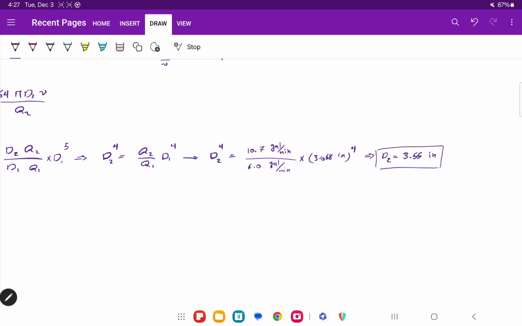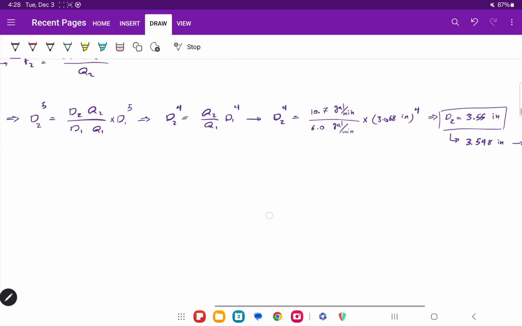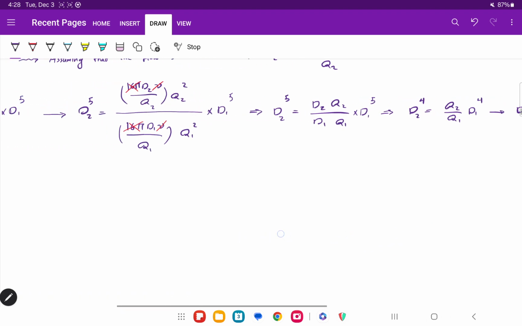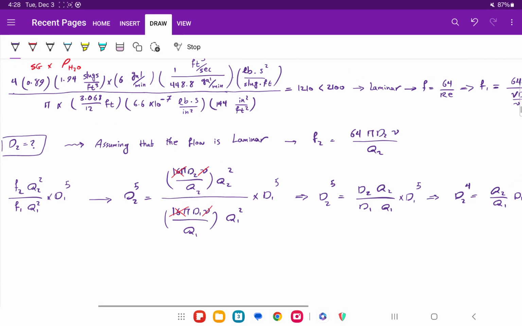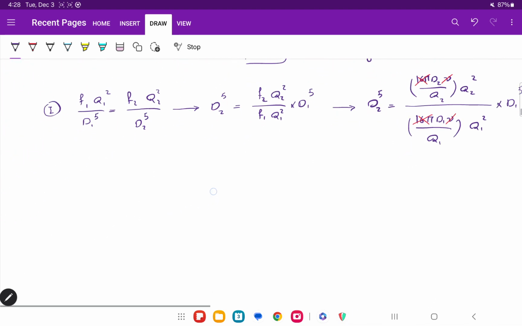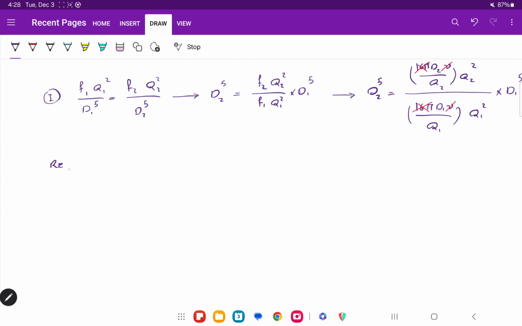So the actual pipe diameter, when you have a 3.5 inch pipe, is 3.548 inches. This is the inner diameter of the pipe. So we have the diameters. We just need to check the Reynolds number. You know the calculations. It's like what we did here. So I just check it.